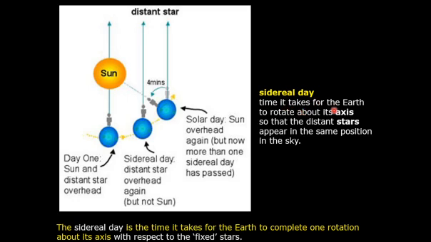So the sidereal day is taken as the time taken by the earth to rotate about its axis so that the distant stars appear in the same position in the sky. The sidereal day can also be represented as one complete rotation with respect to any fixed star.